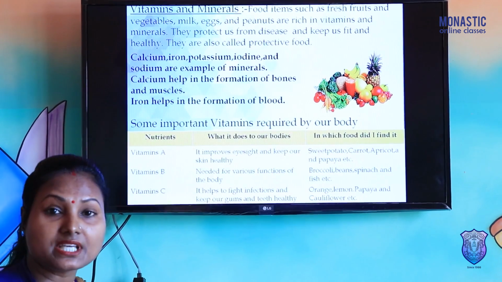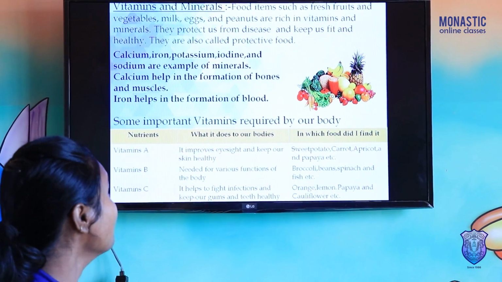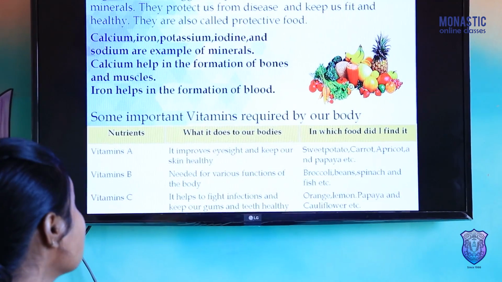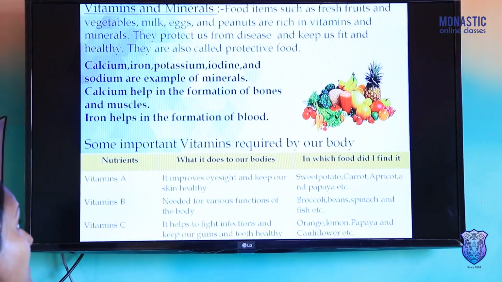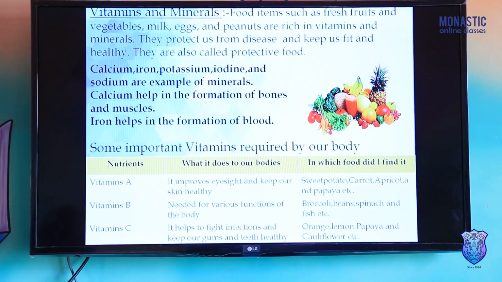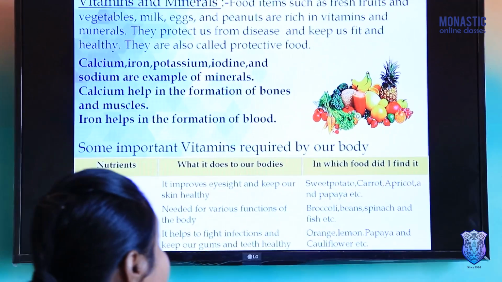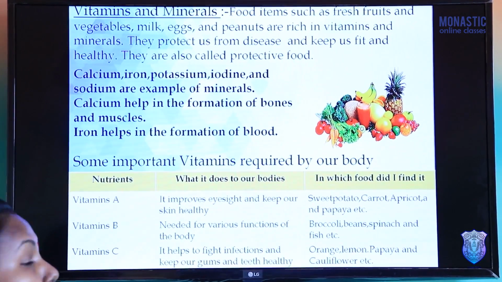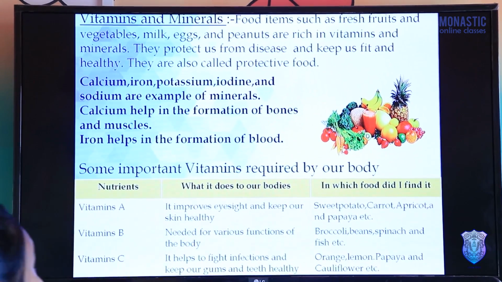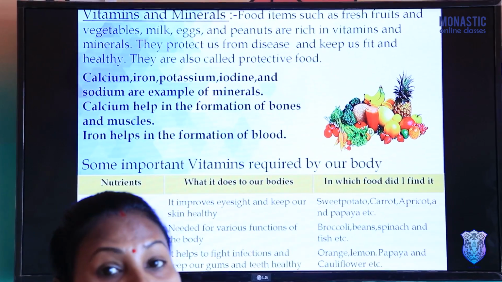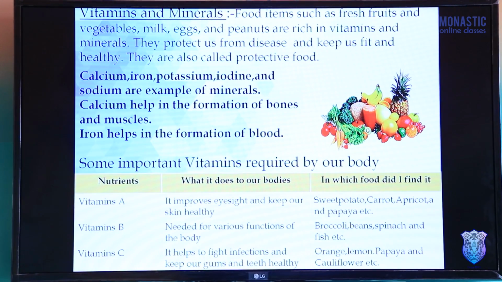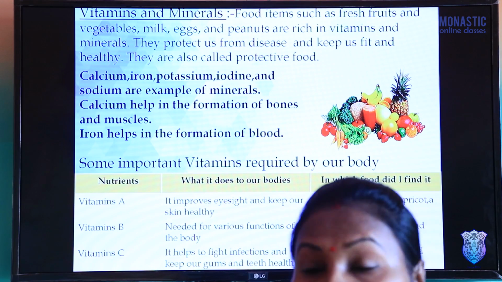Next is vitamins and minerals. Food items such as fresh fruits and vegetables, milk, eggs, and peanuts are rich in vitamins, and they protect us from disease and keep us fit and healthy. They are also called protective foods. These food items protect us from diseases and also help to keep our body fit and healthy.